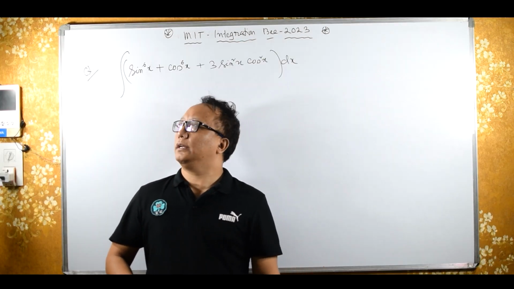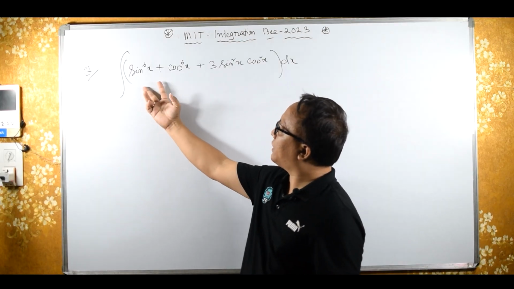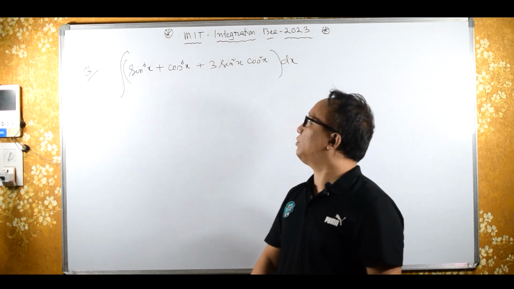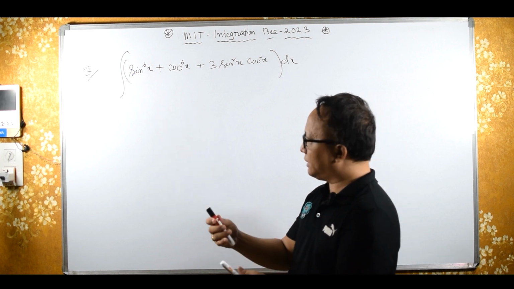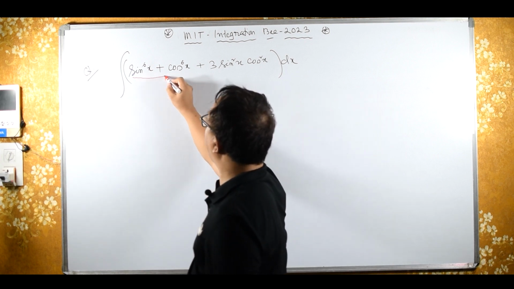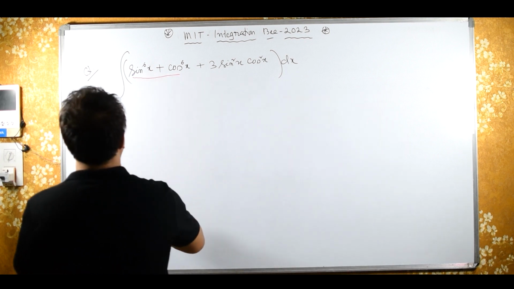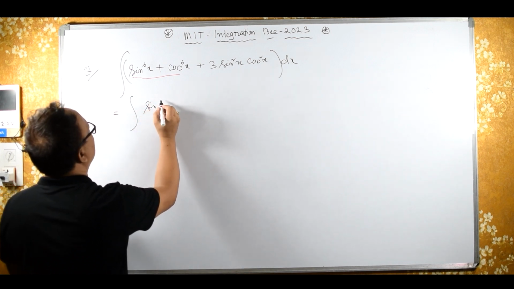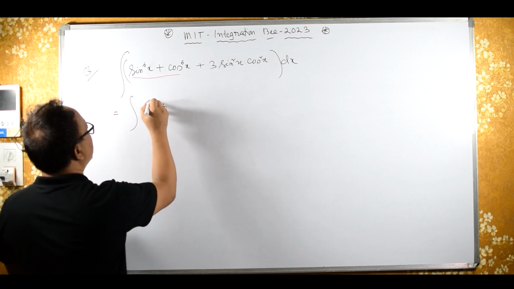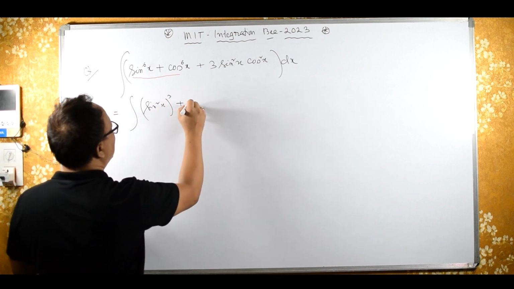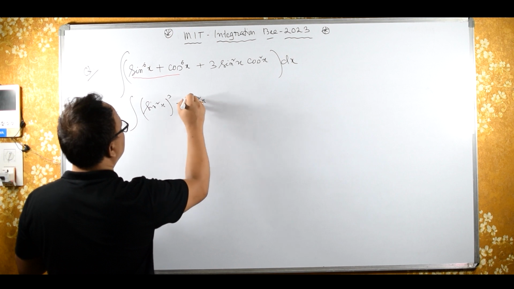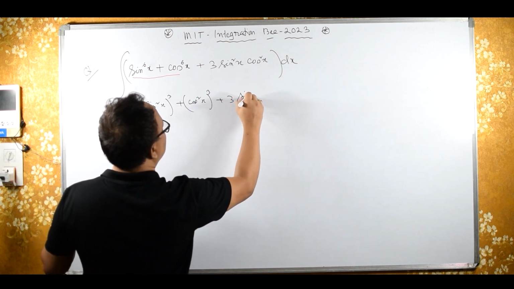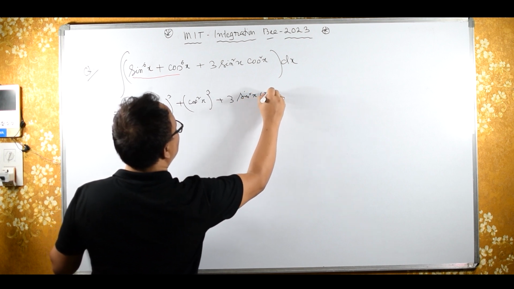Welcome back. Let's see this integral of sin^6 x plus cos^6 x plus 3 sin^2 x cos^2 x dx. Now let's consider this part. This can be written as (sin^2 x) cubed plus (cos^2 x) cubed plus, let's keep as it is, 3 sin^2 x cos^2 x dx.